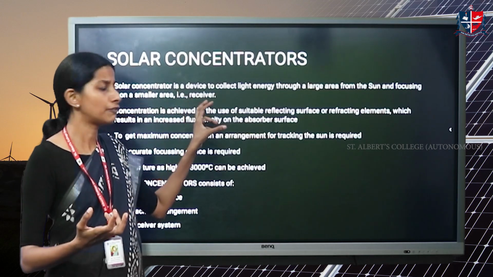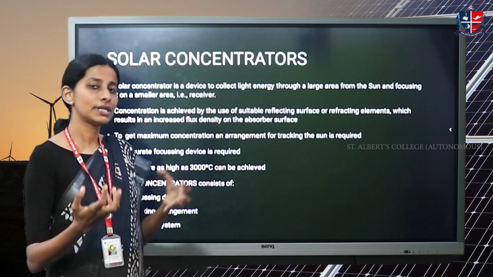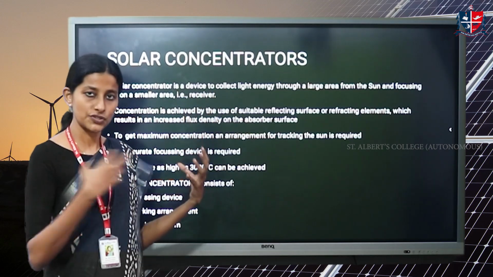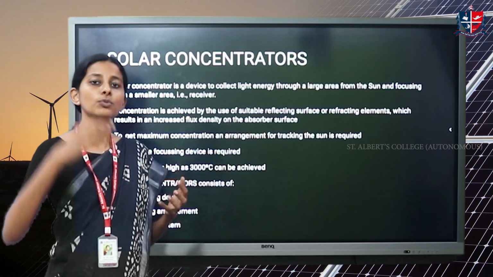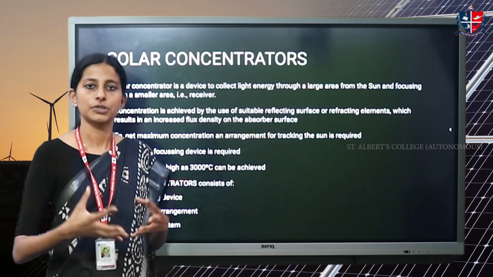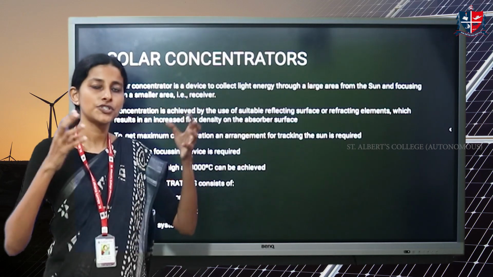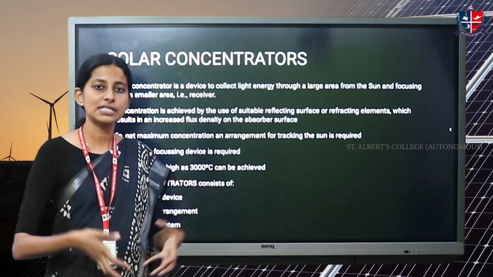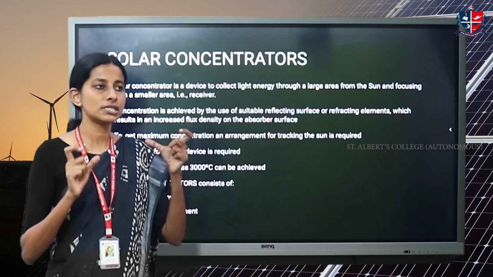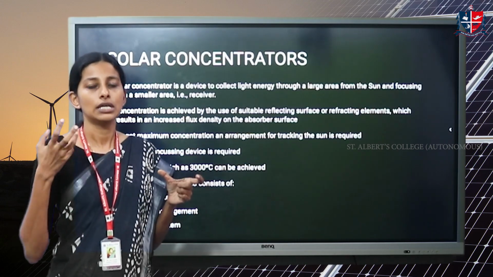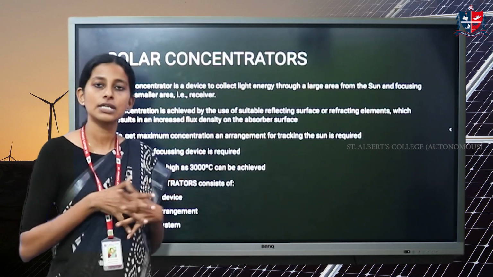As I said from the definition, it is a device which will collect the solar energy on a larger area and focus it on a smaller area. The area on which the radiation falls is called the aperture, and from the aperture we are trying to focus or concentrate it into a smaller area. So how do we do that? What is this additional feature that has to be included in order to concentrate the radiation?